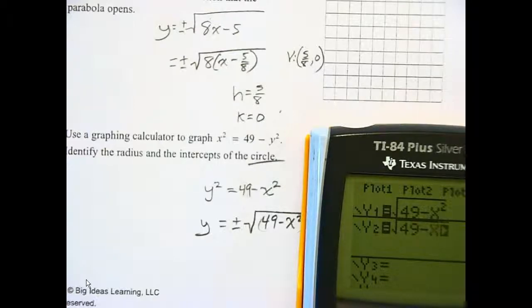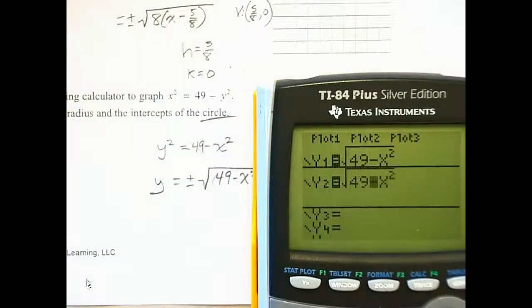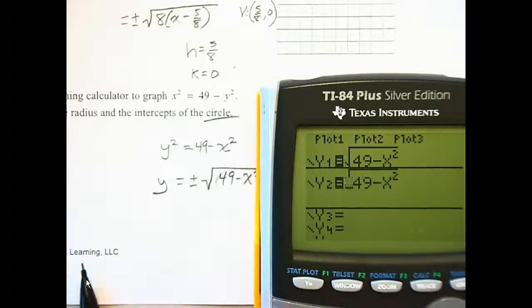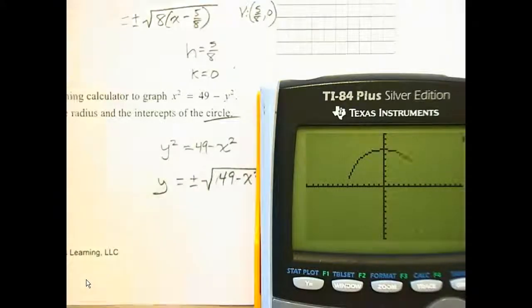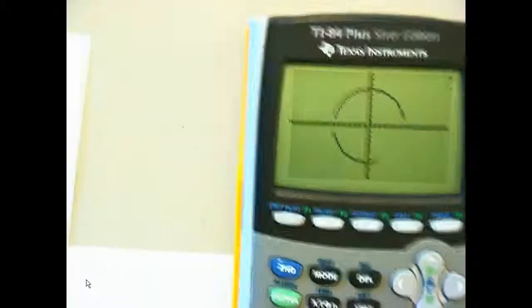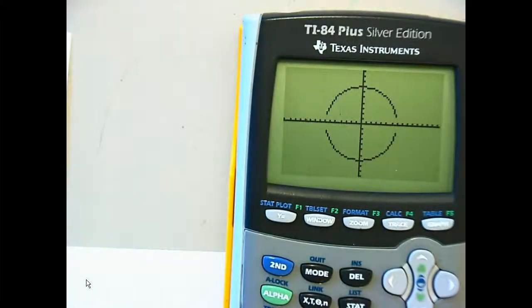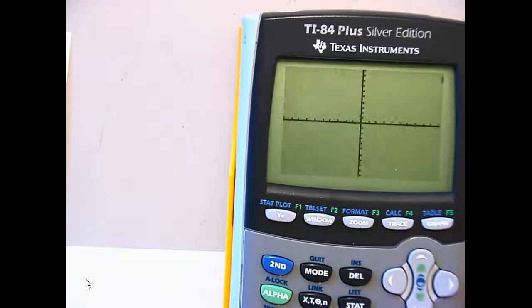What did I forget? Yeah, the negative out in front. So I'm going to go second, delete, which is insert. Okay, graph. And there we go. Now, when I look at mine, it actually looks like a circle. Yours probably looks silly like this.